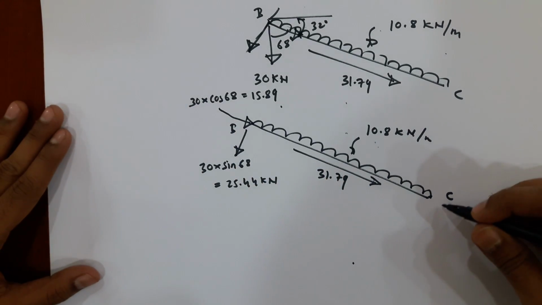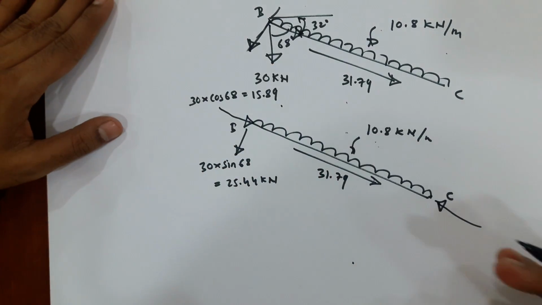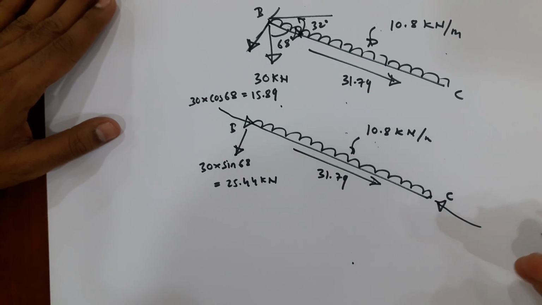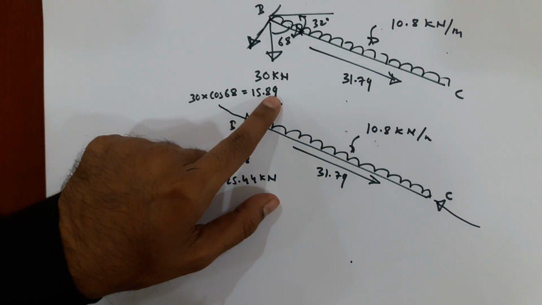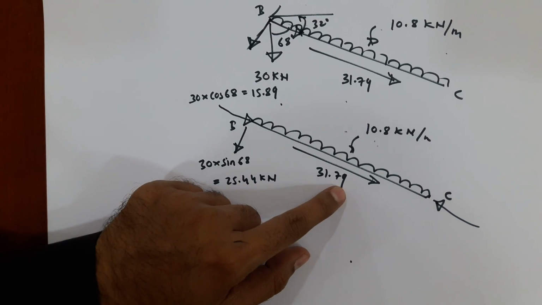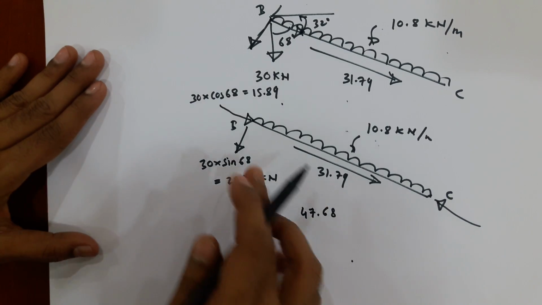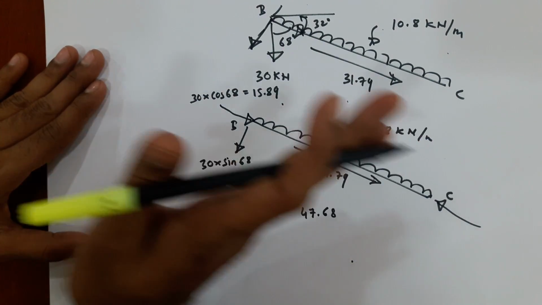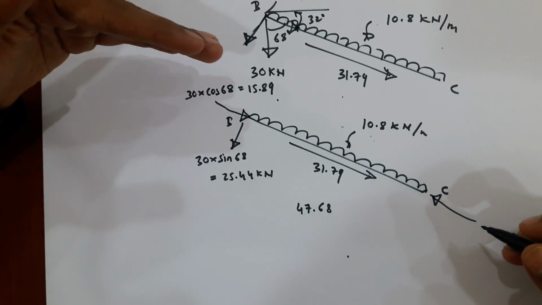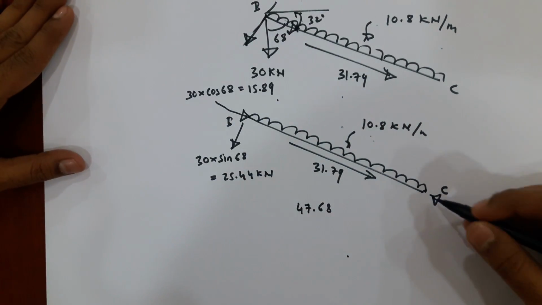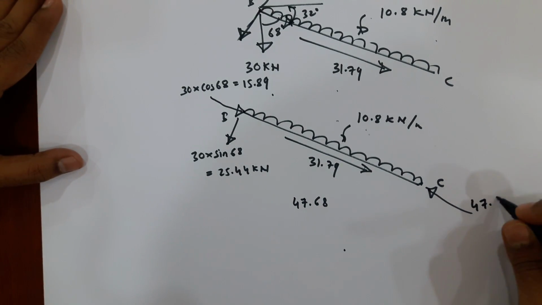We have to find the reaction here such that this member is balanced in this direction, okay. So the force 15.89 plus 31.79, which comes to 47.68 kilonewton, is going in this direction. So in order to balance this member in this direction, this force should be against this force, the same magnitude of force, 47.68.